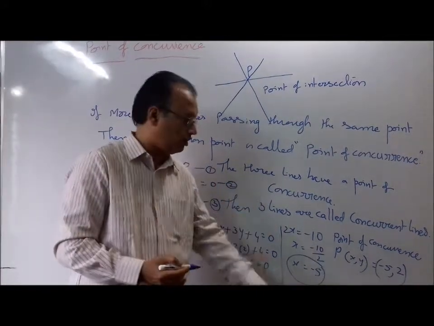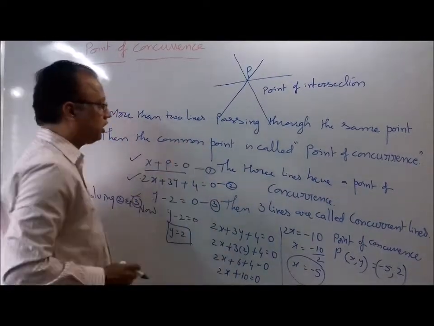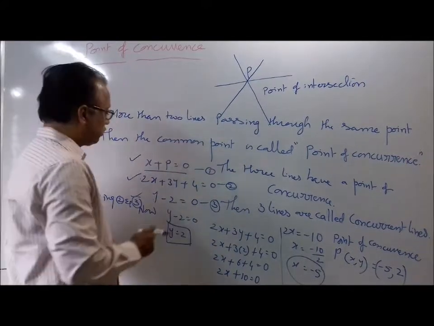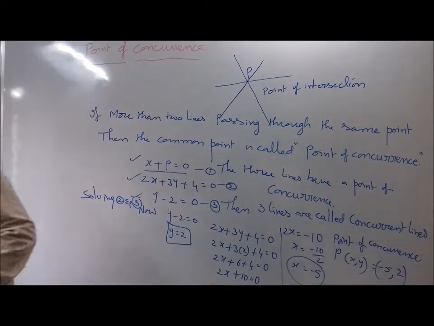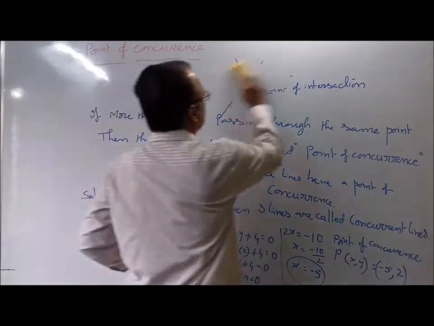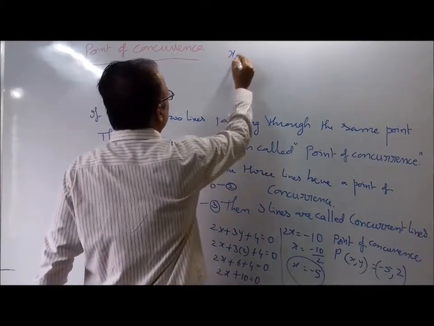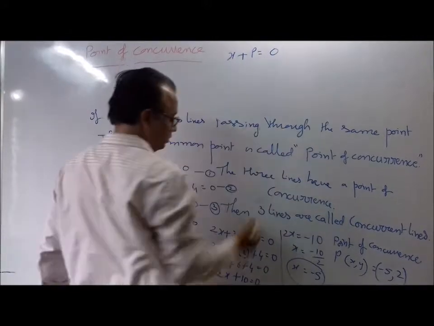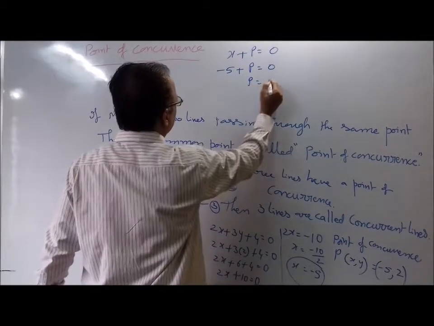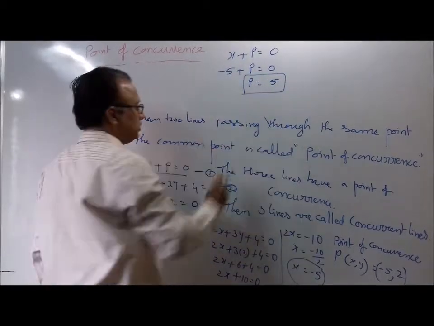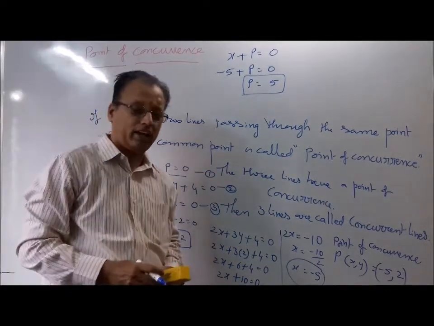It means the first line also should pass through that point. So x plus p equal to 0 also should be satisfied. So what is x we substitute here? x plus p equal to 0, so x is minus 5 plus p equal to 0. So what is p? Plus 5. So this is the point of concurrence in the concurrent lines.